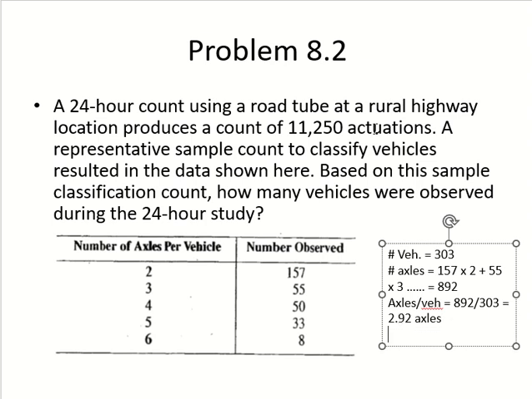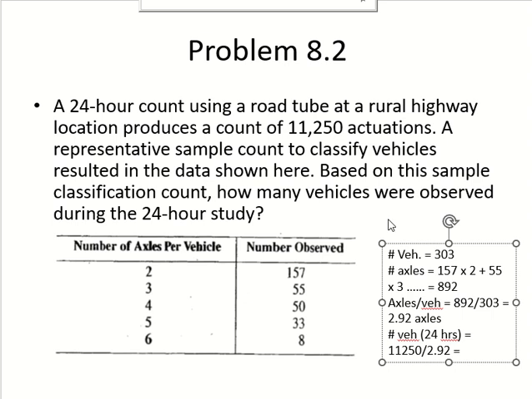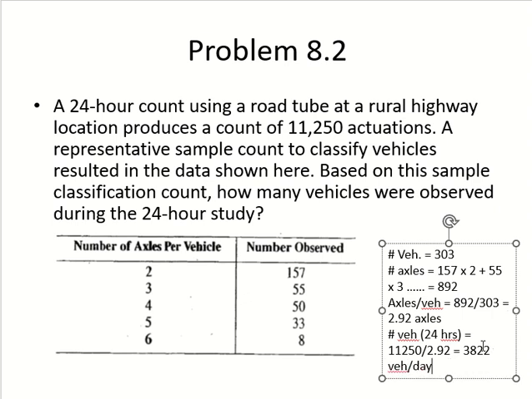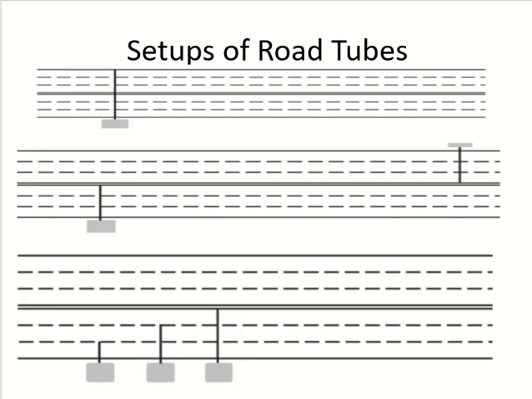Okay, so a total count of 24 hours was 11,250. So now I'm calculating number of vehicles in 24 hours. Total count of 24 hours for axles is this much, and I have 2.92 axles per vehicle. So it will be 3821 approximately, or 22, let's say, vehicles in 1 day. 24 hours is 1 day. Okay, so this is how we can use a pneumatic road tube, depending upon how detailed the count you want.